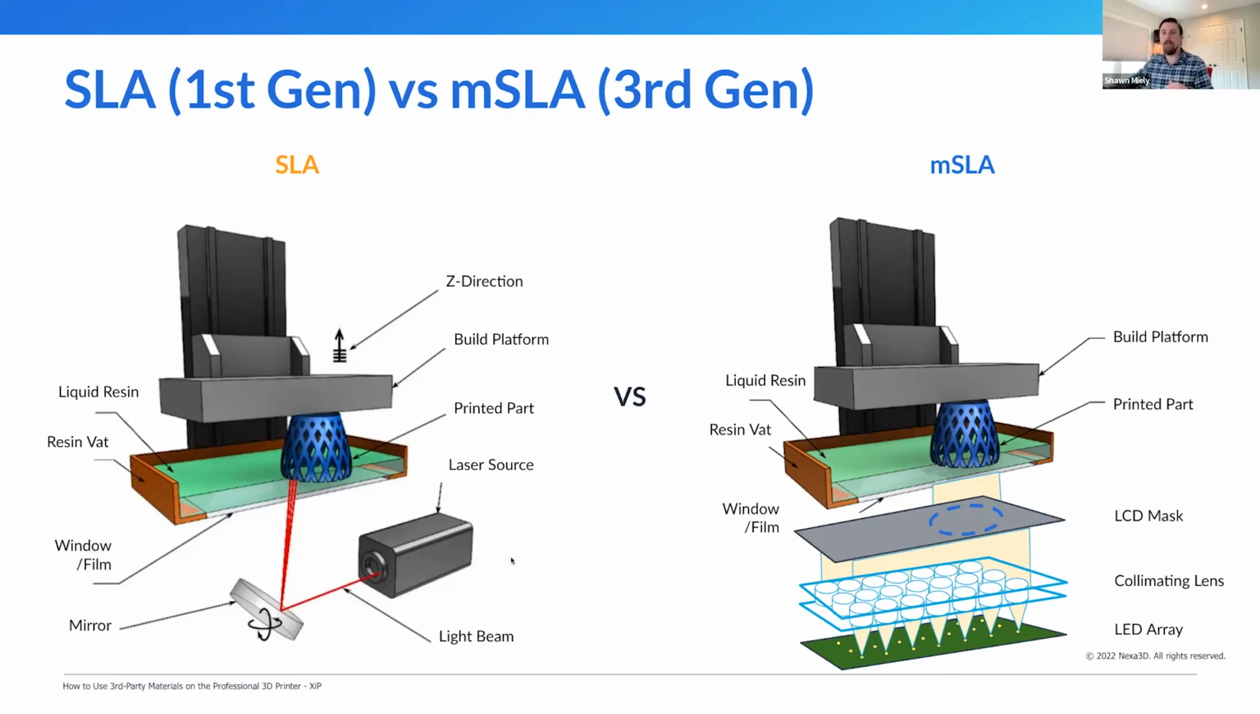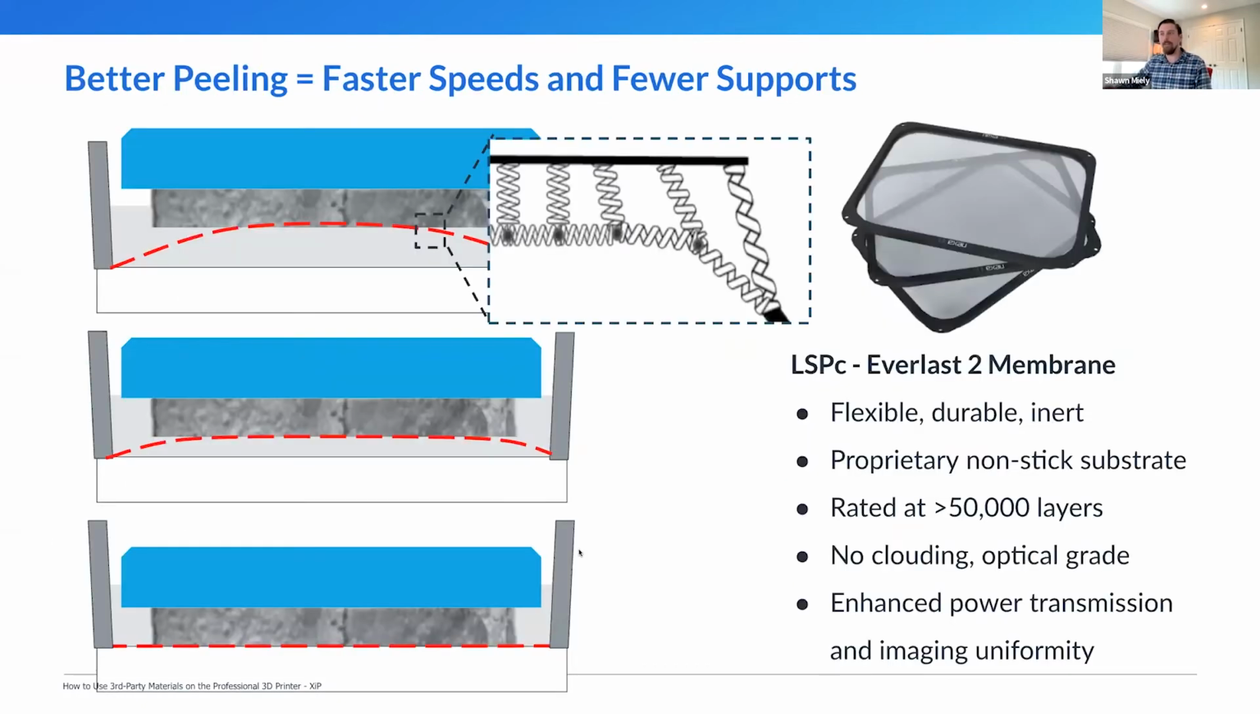SLA is considerably slower than that because it's got to draw out the entire part. So the more spread you have on that layer, the longer it's going to take. With MSLA, that's not the case. It doesn't matter how much you put on that layer, it's going to take about the same time. So a really big benefit right off the bat with just MSLA 3D printing. And that's not even our proprietary technology. That is just a technology that exists.